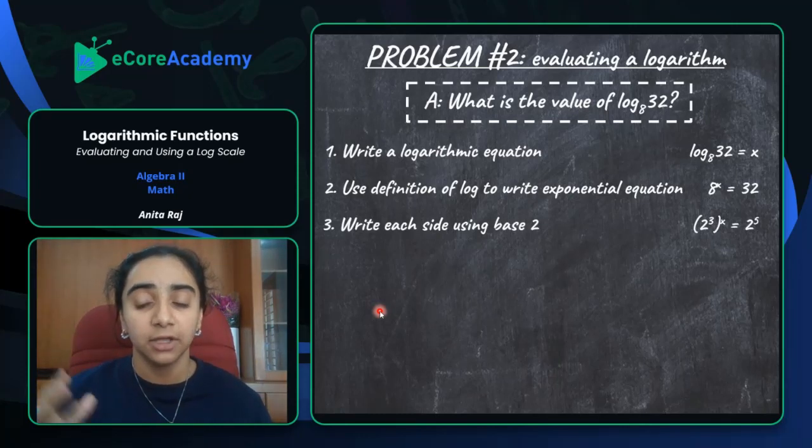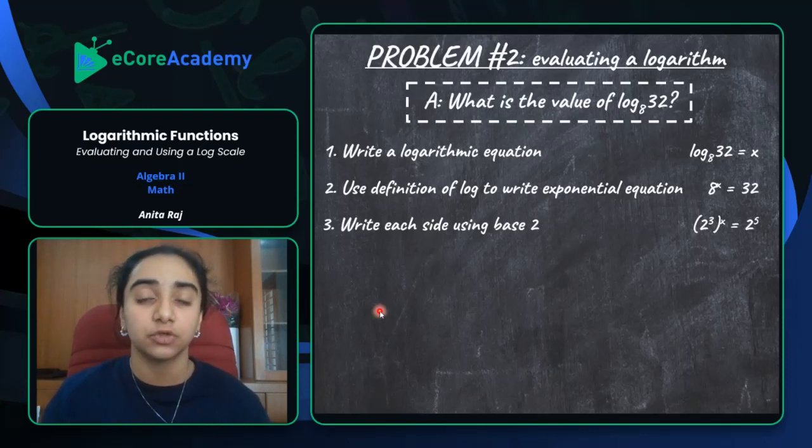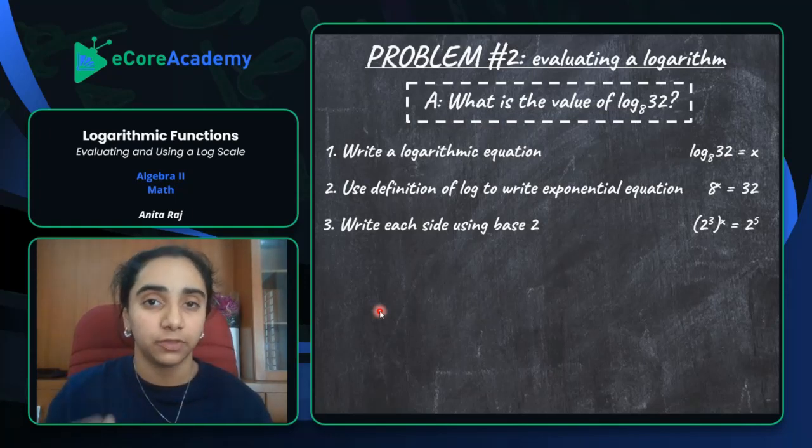So what does this mean? Right now our base is 8 on the left side, and on the right side we just have 32. We would want to rewrite these two so they have a common base, a common number that is being raised to an exponent. If you look at 8 and 32, they're both powers of 2. If we raise 2 to the third power, 2 cubed, we get 8. So 8 is a perfect cube. If we raise 2 to the fifth power, we get 32.